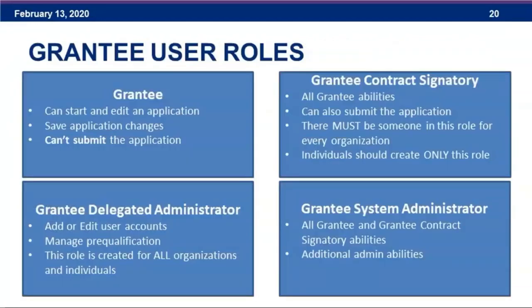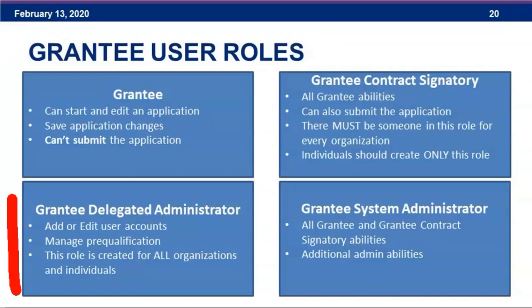Another thing that's important is the grantee user roles, and this can confuse people, so I do want to spend a couple minutes on this. When we first sign you up, you fill out that registration form, and you're giving us 1, if you're an individual, or 2, names for the grantee delegated administrator. That's down here in the bottom left. And that's the person who can add or edit user accounts, manage pre-qualification, if you're a not-for-profit. So this role is created for all organizations and individuals. This is your main role. But notice what it doesn't say here is that this role cannot work on an application. So if you want to work on an application, you have to have one of these other roles.